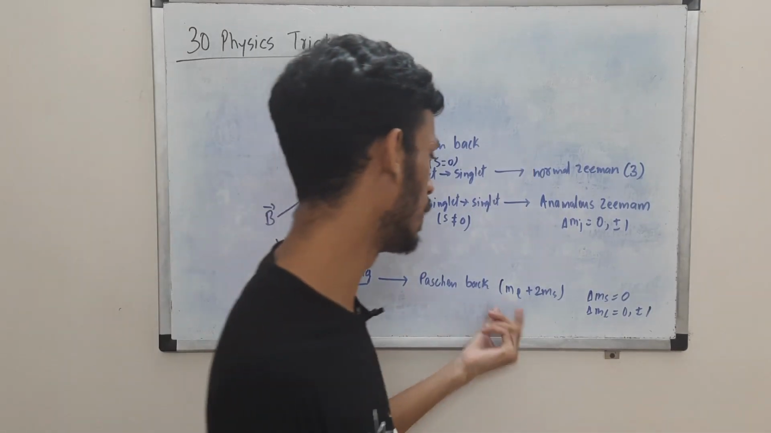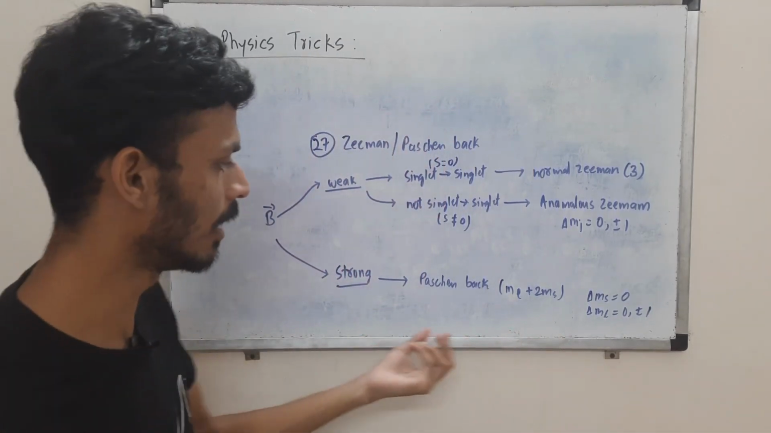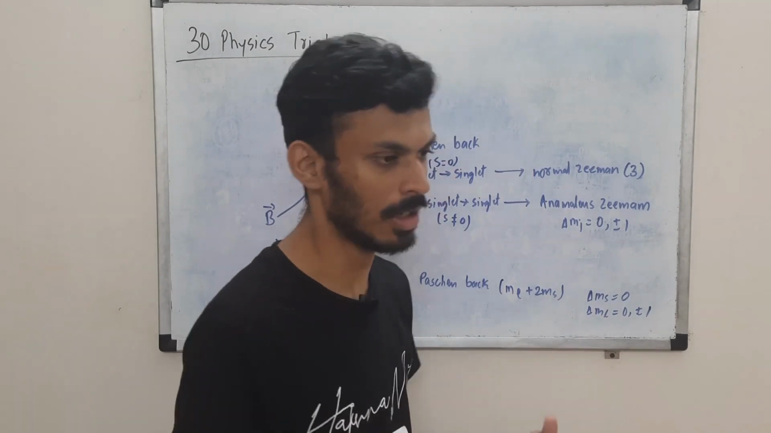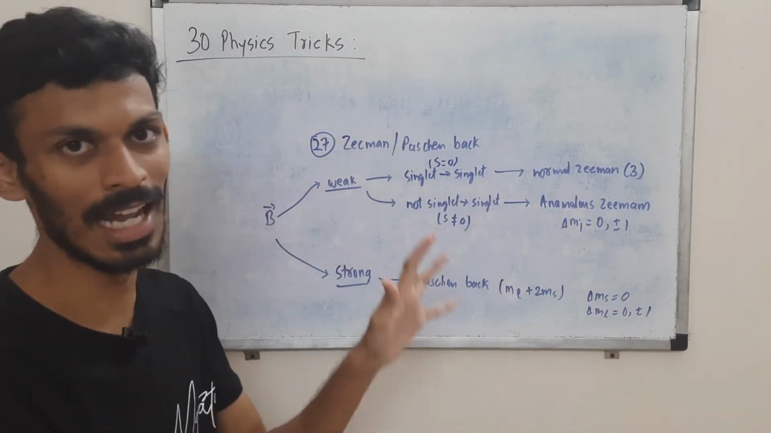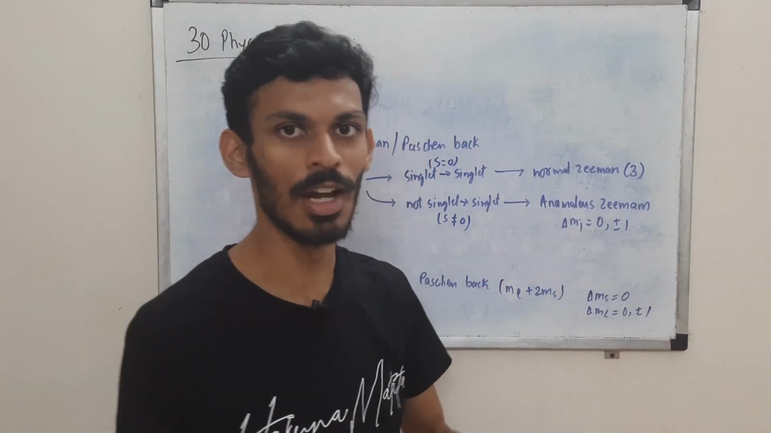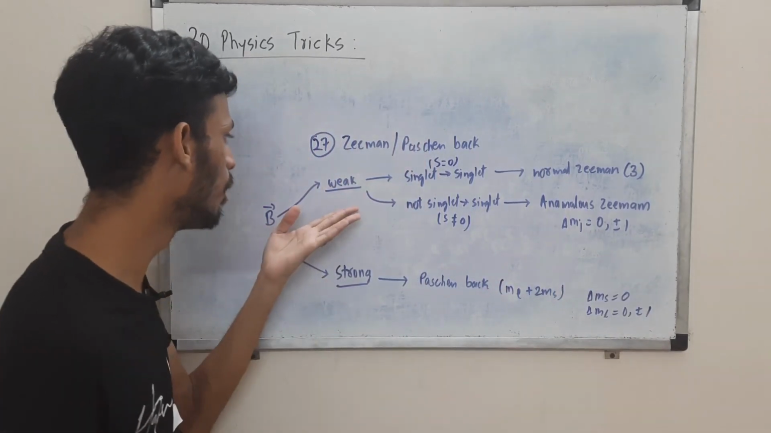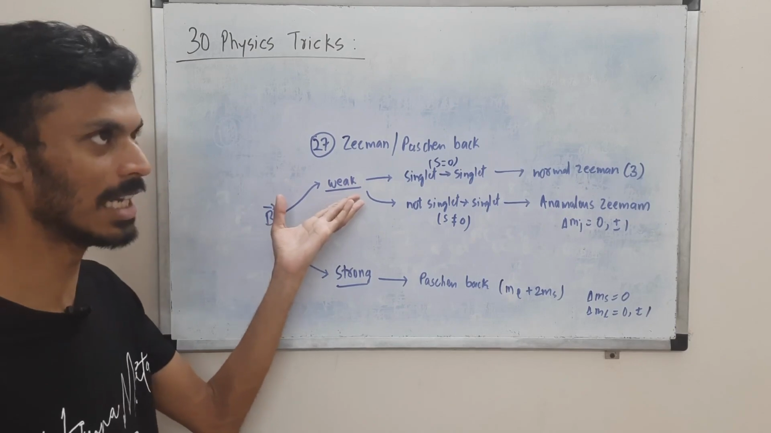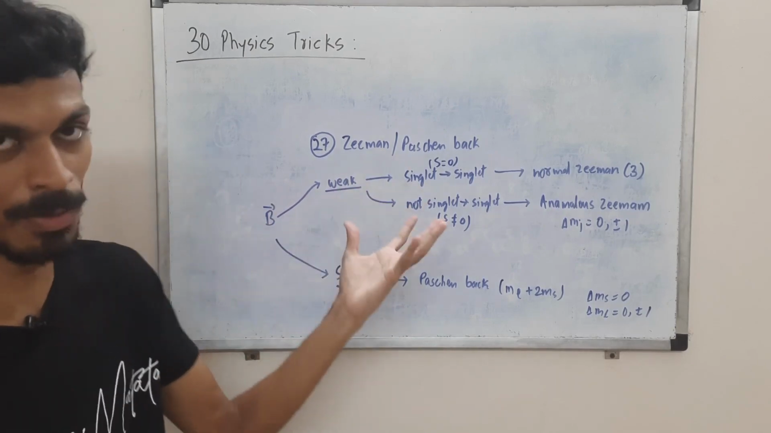So you have to find possible ml and ms for each level and use ml plus 2ms to find the number of energy levels that it will split into, and then use the selection rules to find the number of spectral lines. Then, if the magnetic field is weak, in that case it can be normal or anomalous.